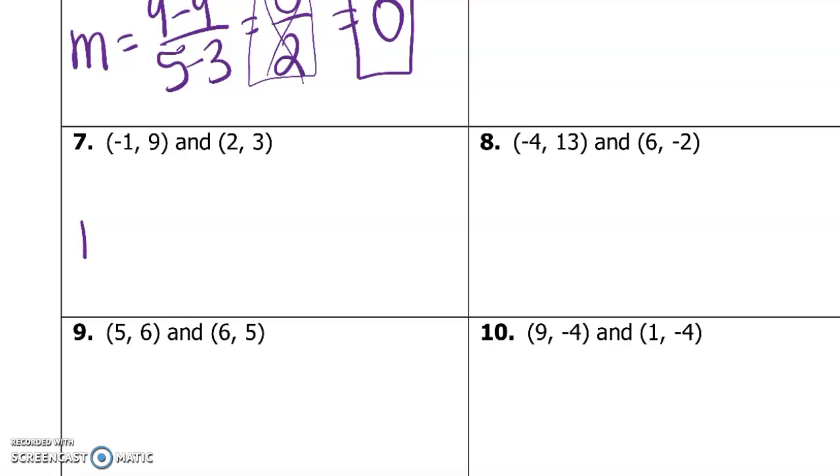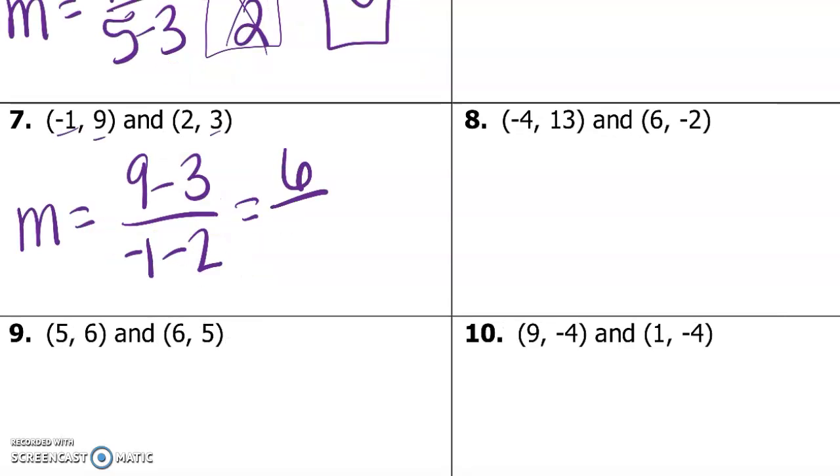Number 7, m equals 9 minus 3. So 9, 3, then I need to go back and do -1 minus 2. So again, the y's, just do them in whichever order you want, and then go back and make sure you do the x's in that same order. 9 minus 3 is 6. -1 minus 2 is -3. That divides to -2.